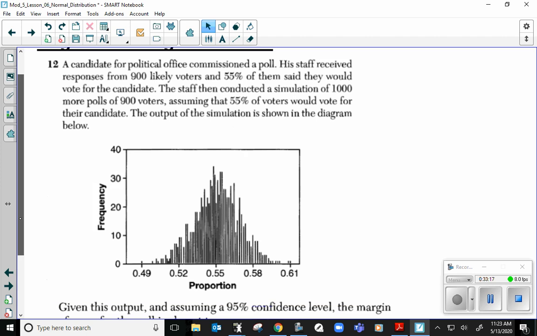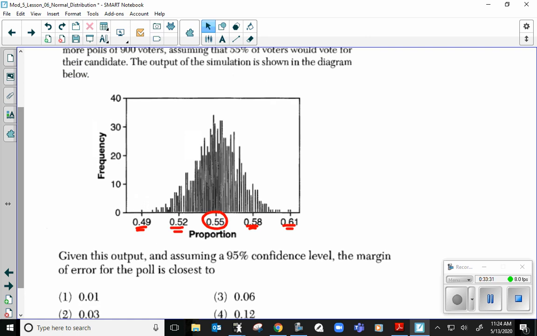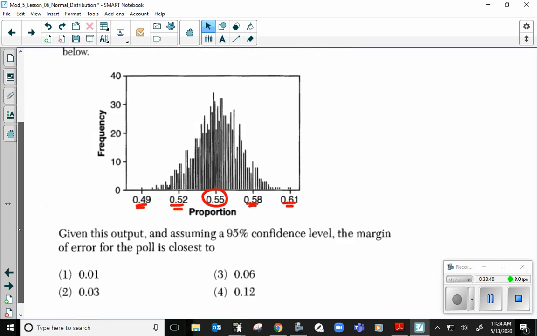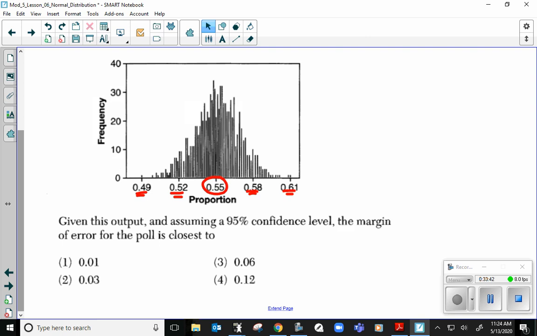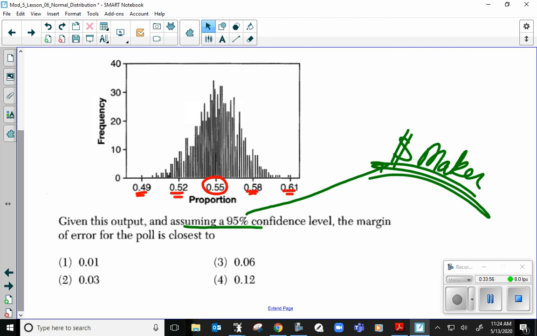Okay, so I'm looking at this thing here. Now, 55%, that's the average. These are not standard deviations. It does not list standard deviation anywhere on here. Those are just labels on the horizontal axis of our chart. So don't make that assumption. So we come down here. Given this output from this data, assuming 95% confidence level, oh my goodness, it just keeps coming back again and again. It's either a moneymaker problem or a calculator problem. All right, here we go.